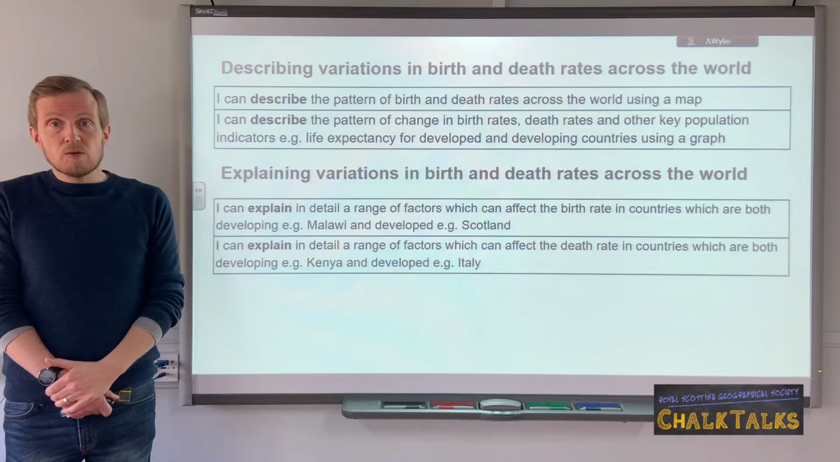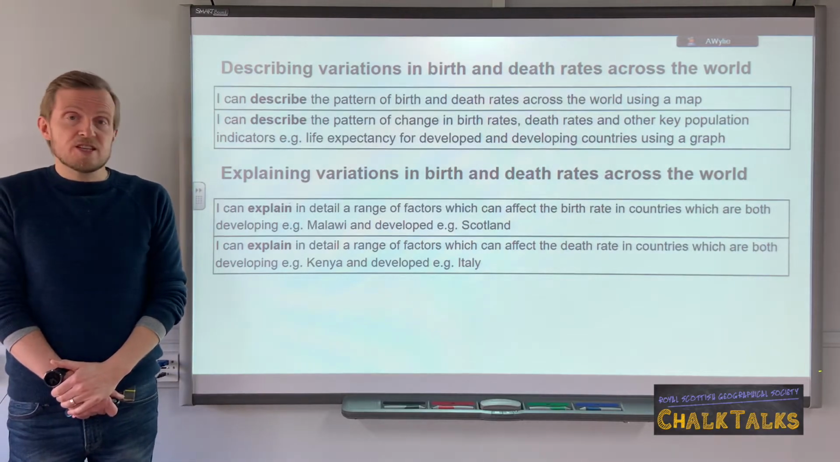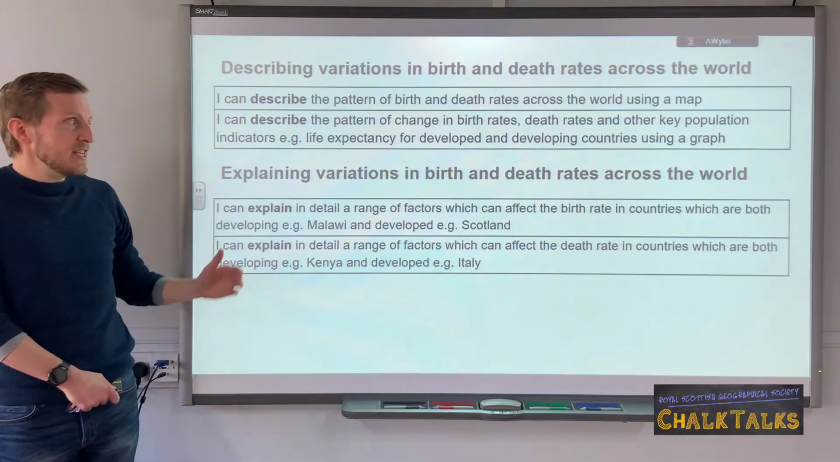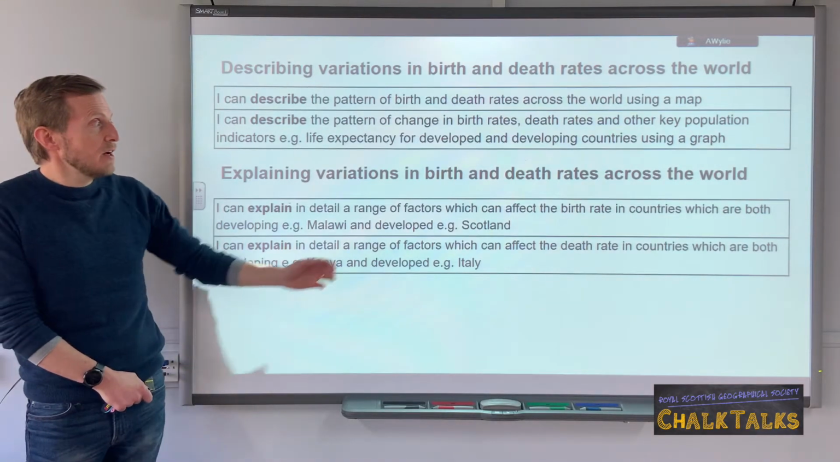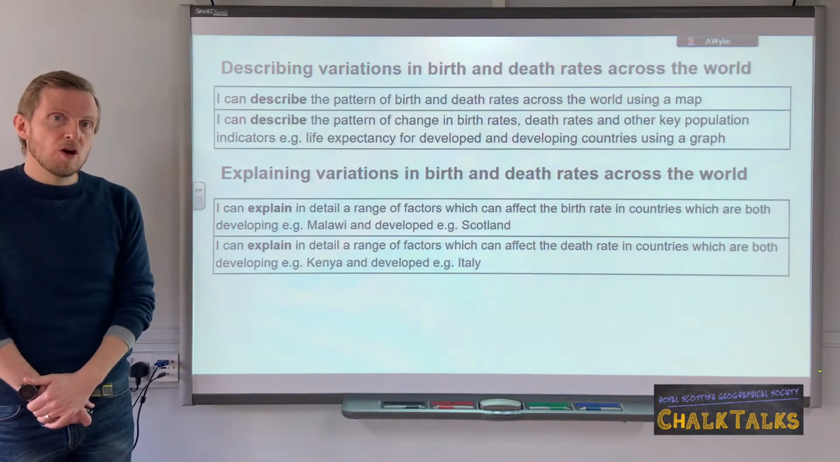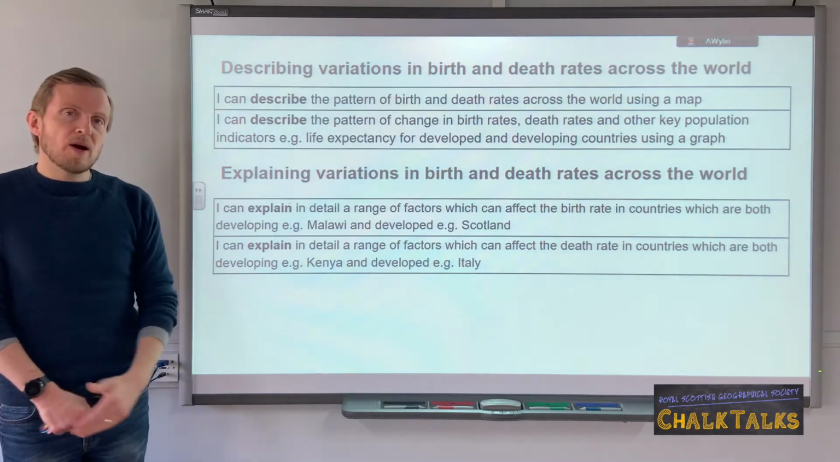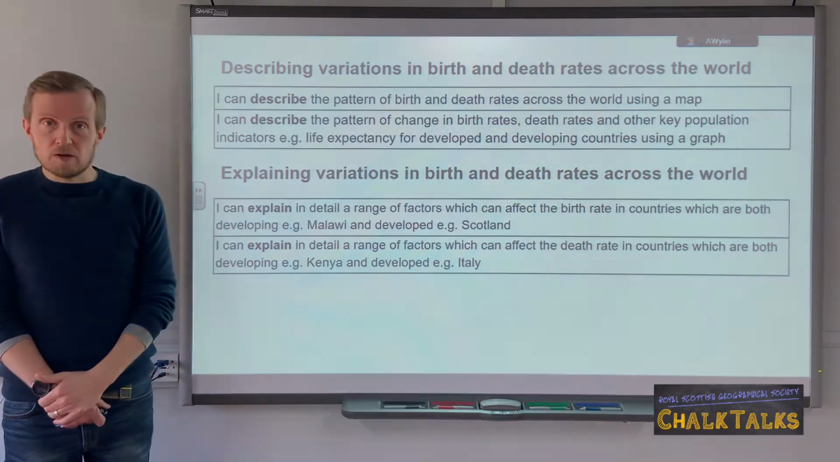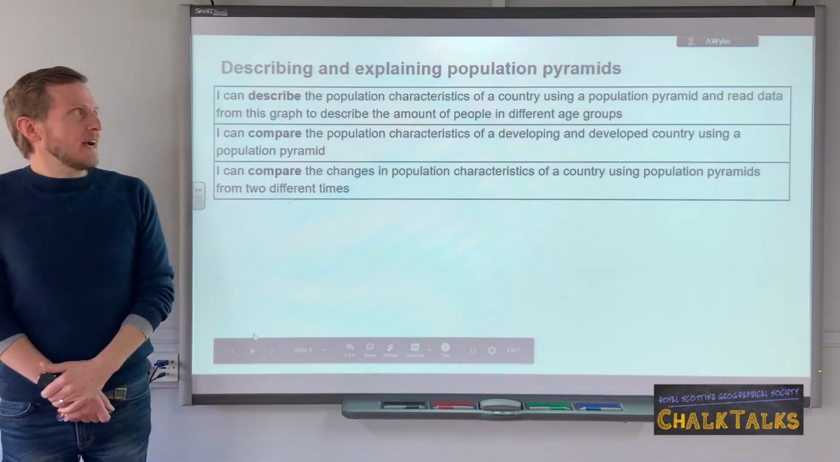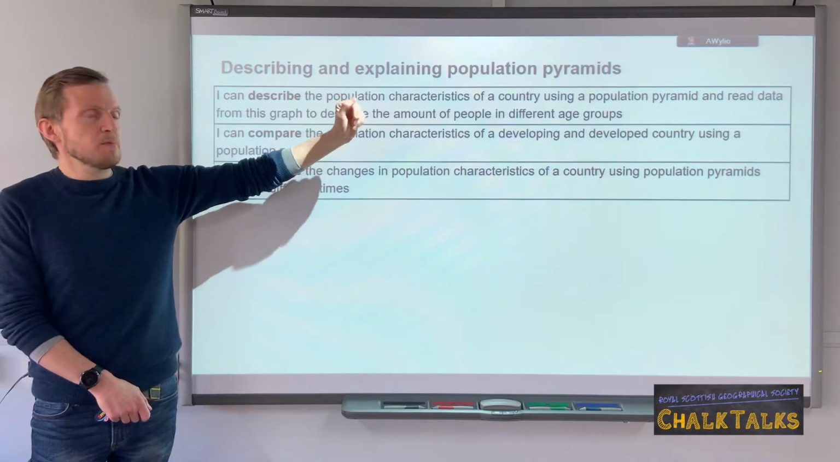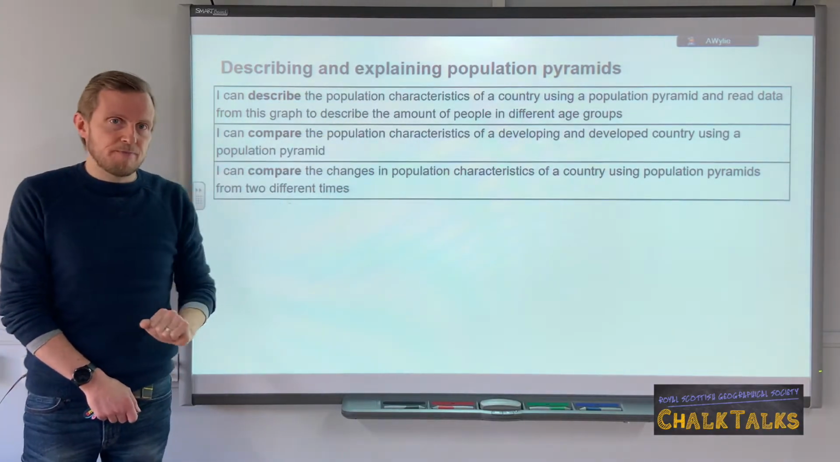It's very likely you will use your knowledge on birth and death rates at some point in answering a population question. This might be factors that you have to explain for why birth rates are high in a country, why are people having lots of children, or why they might be low. Likewise, you might be asked to explain why death rates in a country are high or are low. In this sequence of learning outcomes, we are applying the knowledge from birth and death rates to being able to describe and explain population pyramids.